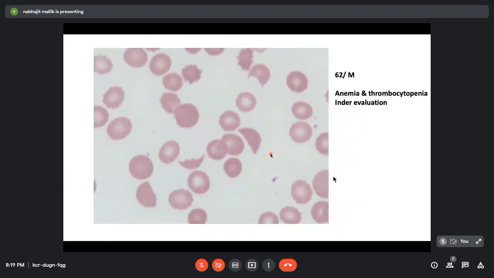Now we come to another case. This is a 62-year-old male who was being evaluated for anemia and thrombocytopenia. When we saw the peripheral blood, we could see that there were numerous schistocytes here. So we thought that there was possibly some thrombotic microangiopathy, maybe a TTP or an HUS.